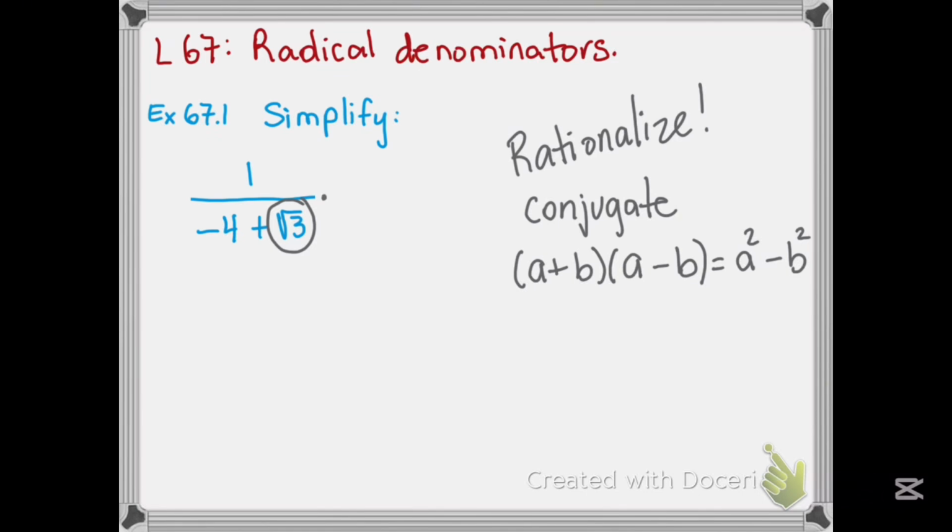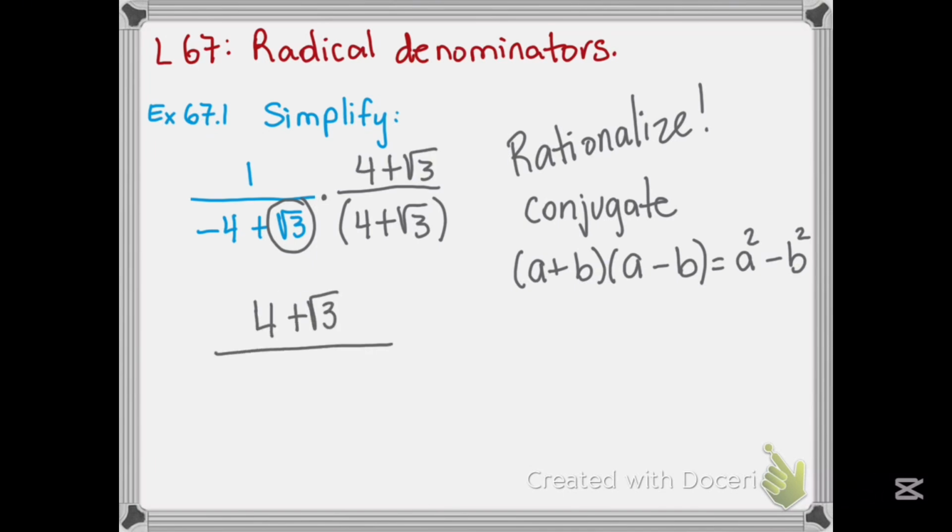So let's multiply. In this case, the conjugate is going to be 4 plus the square root of 3 because we're changing the sign of the 4. And when I multiply that, on the top is 4 plus the square root of 3. And then on the bottom, we're going to put the first one squared. The first one is always going to be the one that is positive in both sides. So square root of 3 squared minus the second one squared.